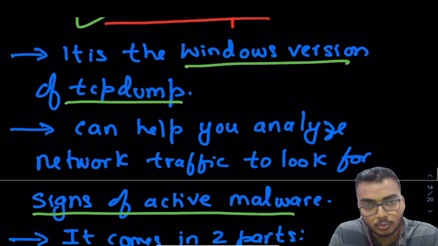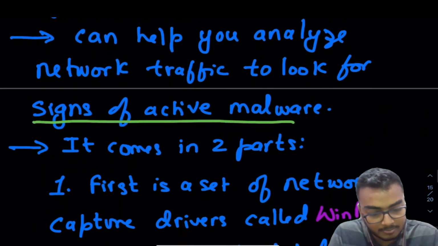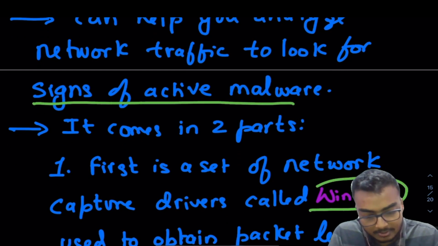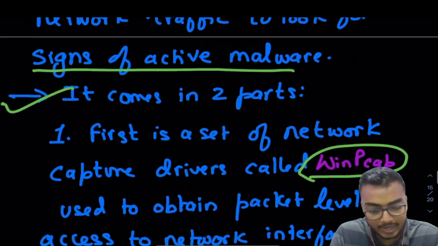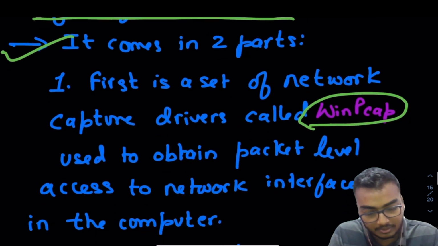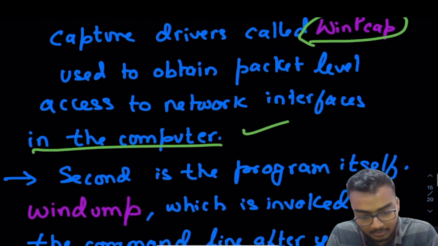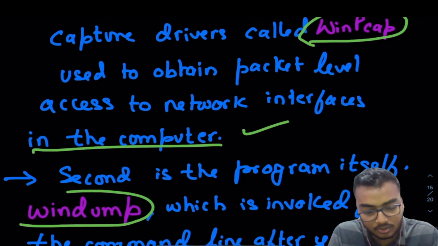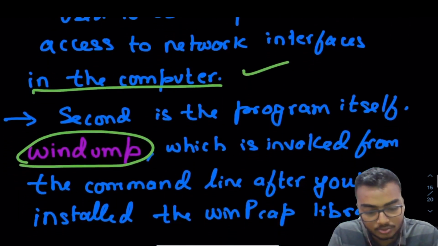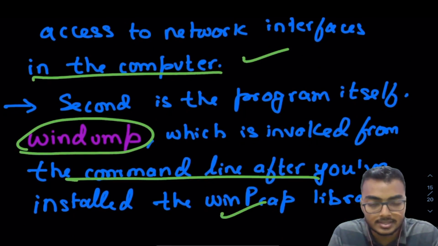It comes in two parts. First is a set of network capture drivers called the WinPCAP, which is used to obtain packet level access to network interfaces in the computer. Second is the program itself, that is Windump, which is invoked from the command line after you have installed the WinPCAP library. And this is how Windump works.